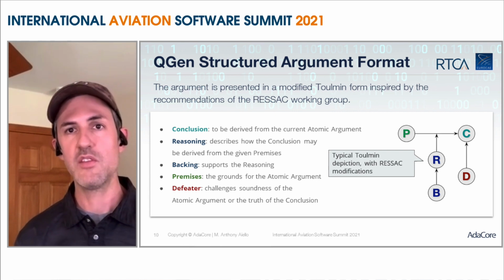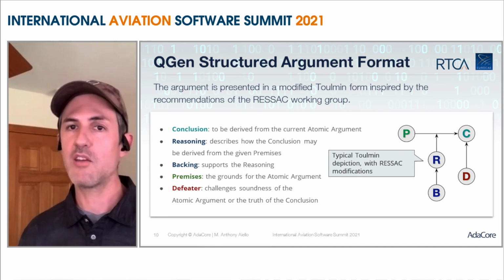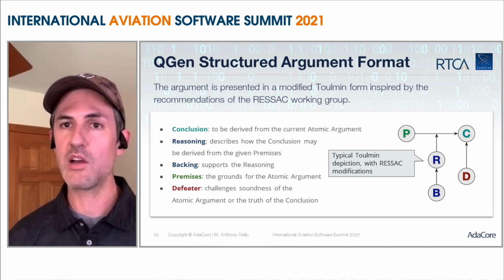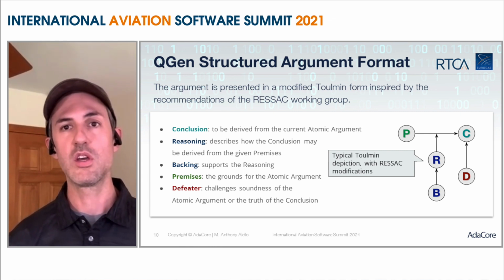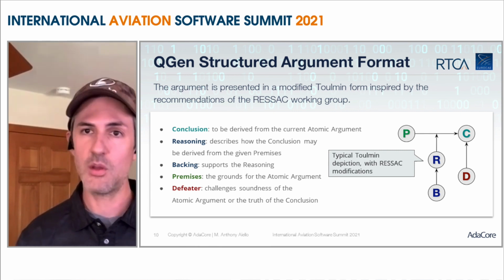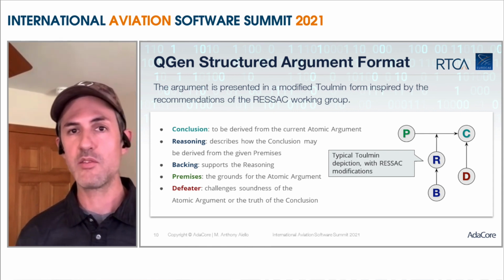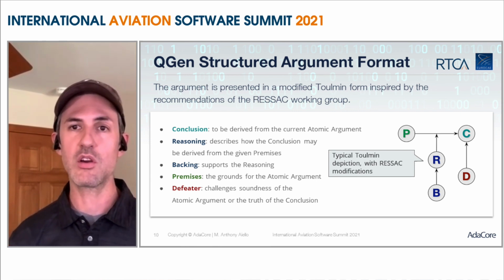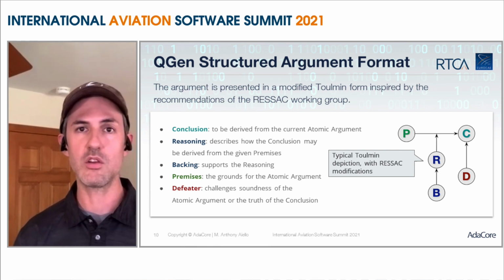We have reasonings. These support how the conclusion may be derived from the given premises. We optionally have backings, which support our reasoning. And then we have the premises, which provide the grounds for the atomic argument. These may be references to evidence. These may be conclusions from another atomic argument, or these may be explicitly identified assumptions upon which the argument rests. Finally, we have optional defeaters, which enable us to record challenges to the soundness of the atomic argument or the truth of a conclusion. We can then rebut the defeater using another atomic argument.